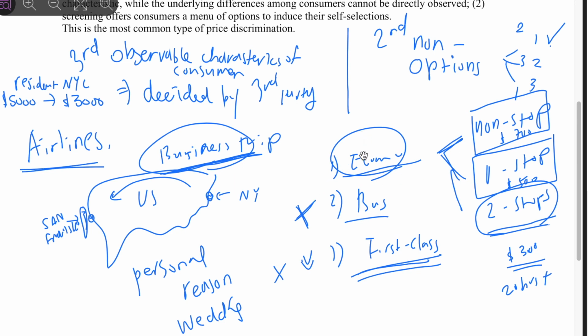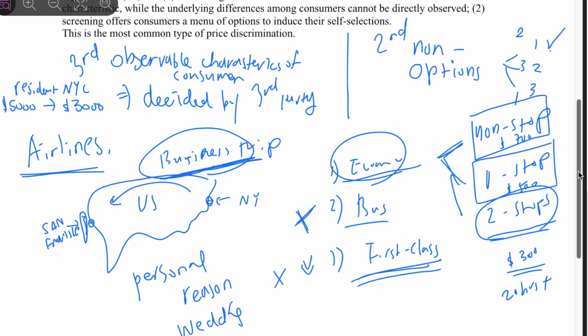Broadly, we have economy class, we have business class, we have first class, right? And inside of economy, we might have non-stop, 1 stop, 2 stops, right? And inside of it, we have different time schedules, right? Depending on the time schedule, the price changes also. So the second degree is just giving you multiple options to suit your preference.